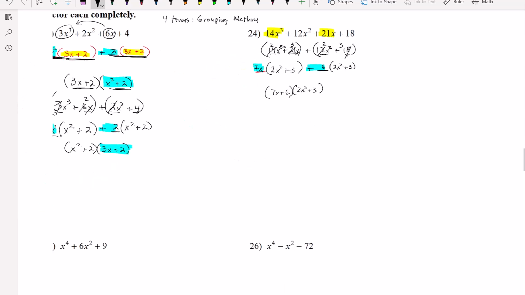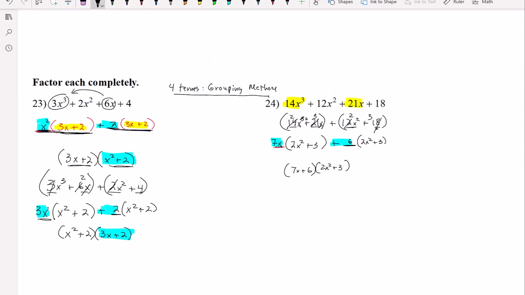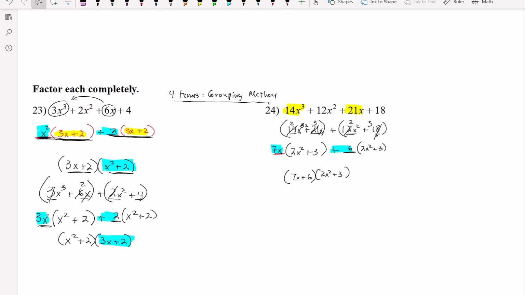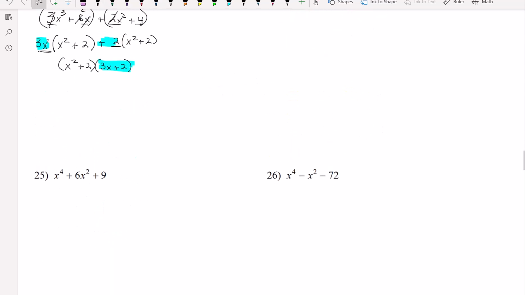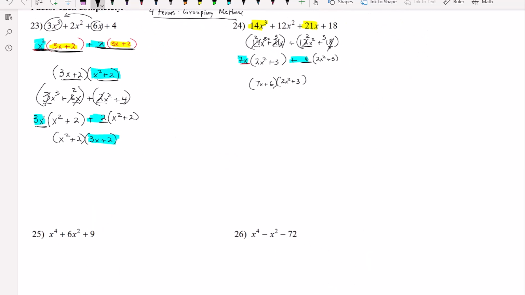All right, that's for that type. When there are 4 terms, we use the grouping method. And this is going to be a short video. I'll make this short because then we've got a little bit different type. So this one, I'll just stop it here.